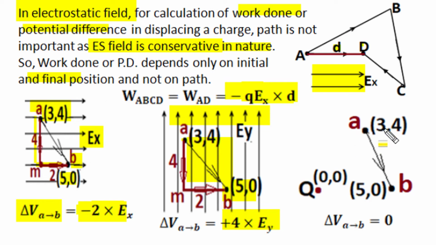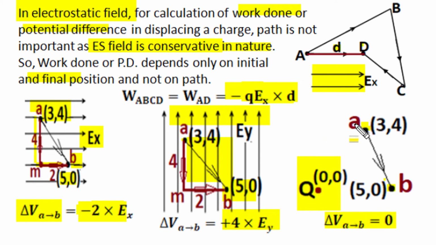And in a similar type of question, when the electric field is produced by a point charge, then position (3, 4) and position (5, 0) are at the same 5 meter distance from the source charge, so the potential of A and B is the same, so the potential difference between A and B in this case would be 0.